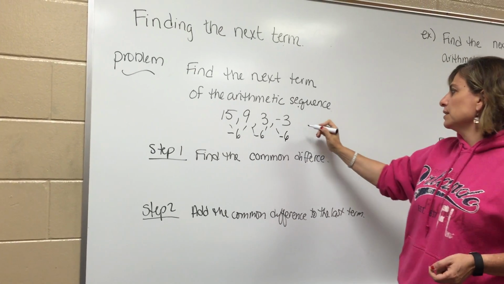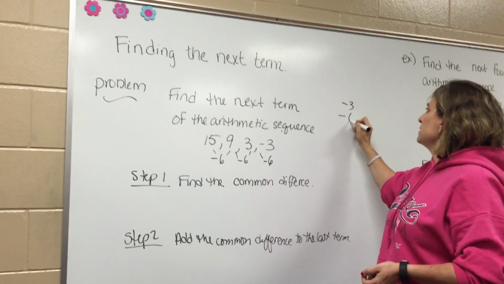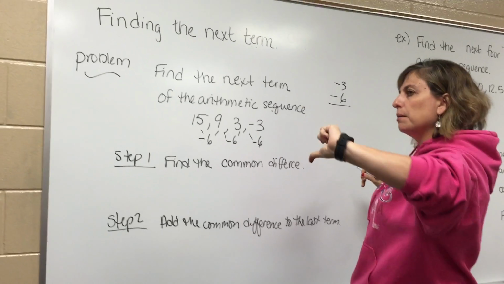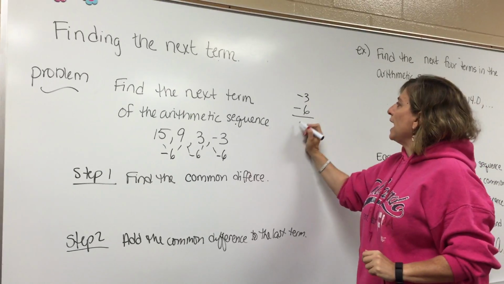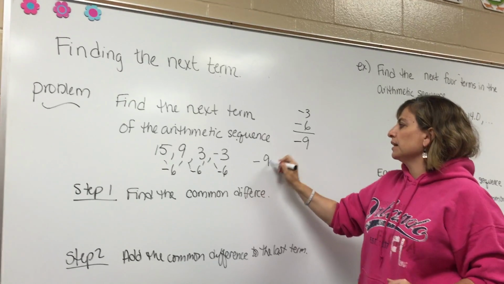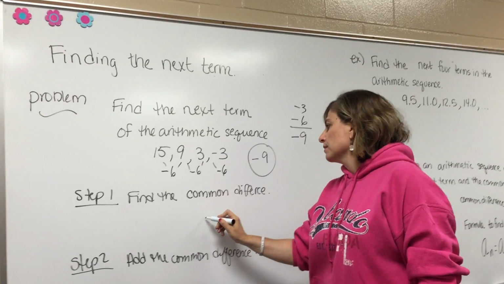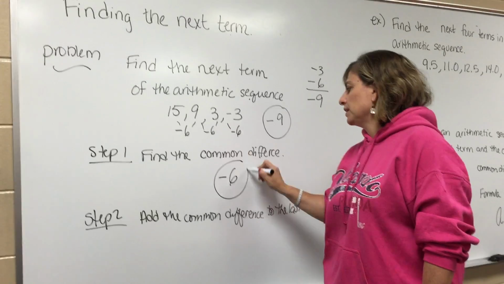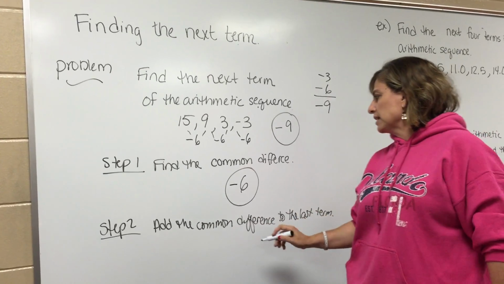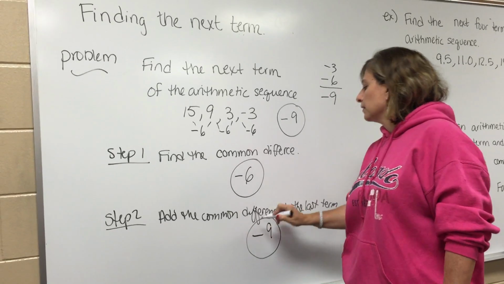This is an arithmetic sequence. So the next term is going to be negative 3 minus 6. So when you have two negatives, negative 3 on a number line, minus 6, you're going to add the two numbers and keep the sign. The next term would be negative 9. That would be your answer for that. Find the common difference. We did. We found it. It's negative 6. And then add the common difference to the last term. We did that. It's negative 9.